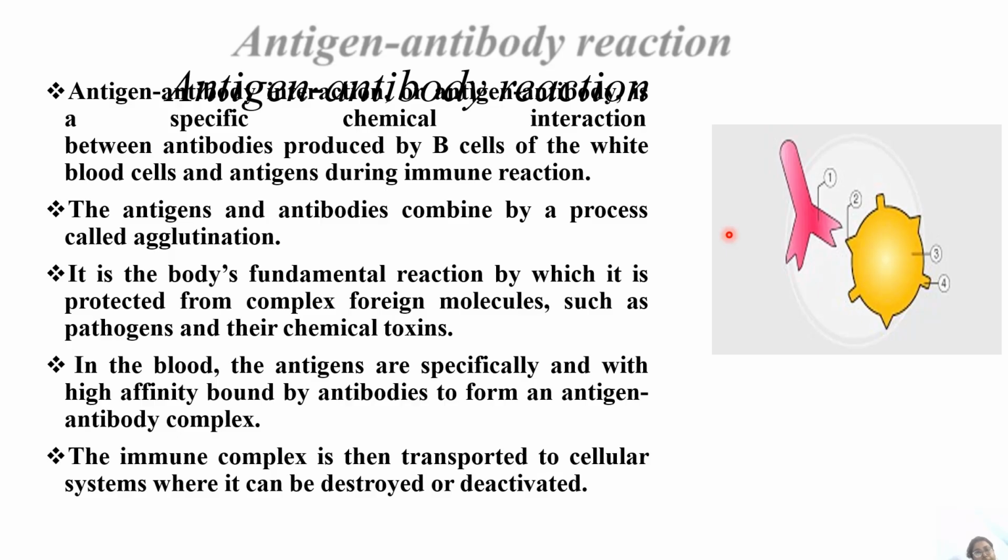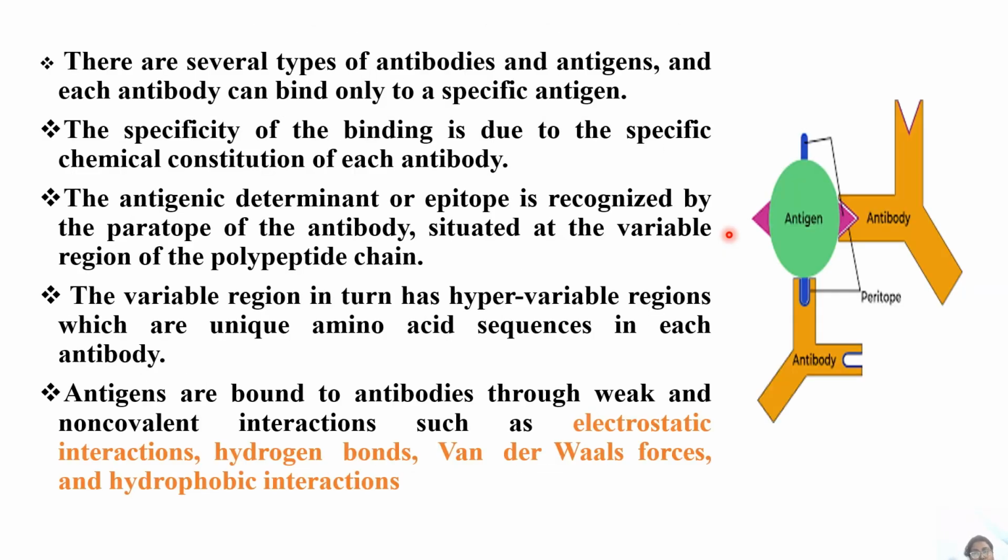In the blood, the antigens are specifically and with high affinity bound by antibodies to form an antigen-antibody complex, and the immune system is then transported to cellular systems where it can be destroyed or deactivated. Now, there are several types of antibodies and antigens, and each antibody can bind only to a specific antigen. The specificity of the binding is due to the specific chemical constitution of each antibody, and the antigen determinant or epitope is recognized by the paratope of the antibody situated at the variable region of the polypeptide chain.